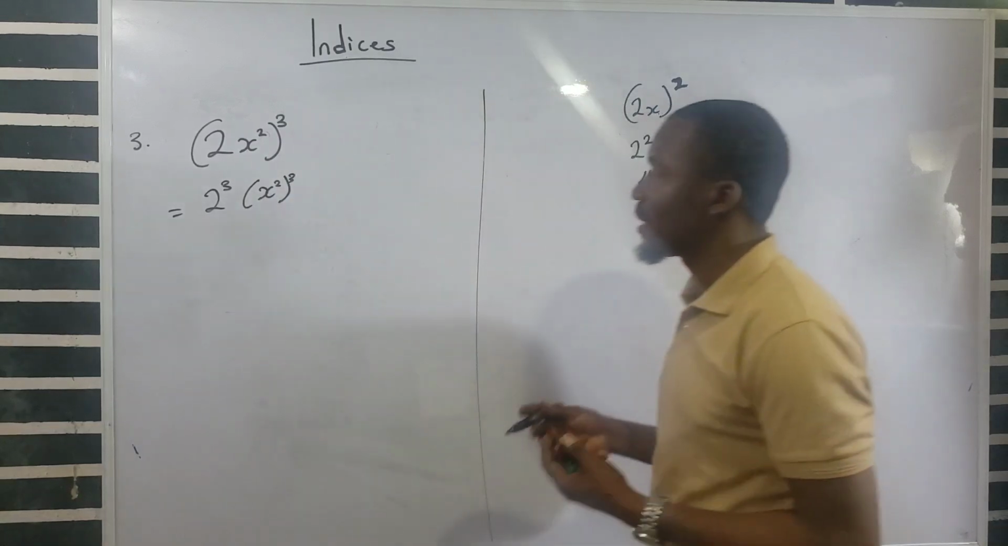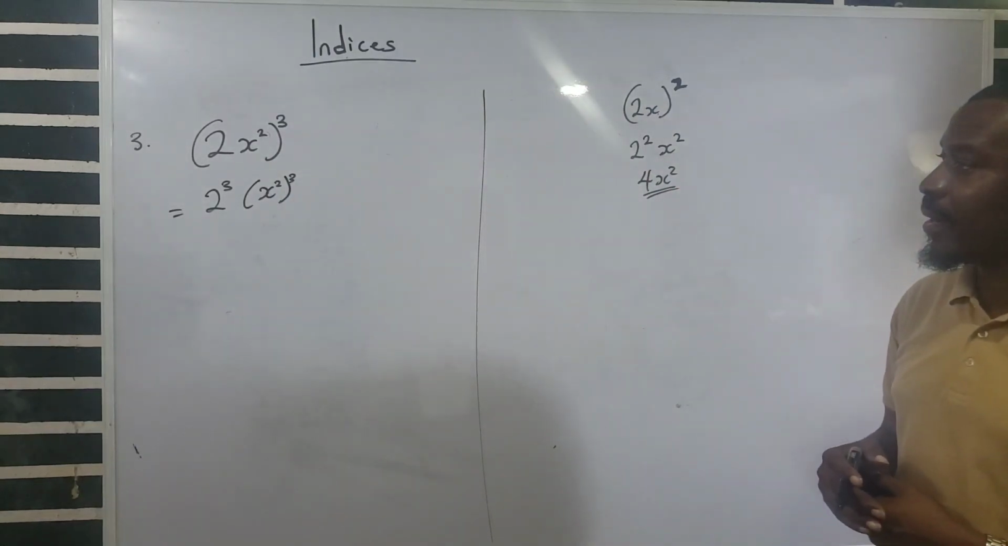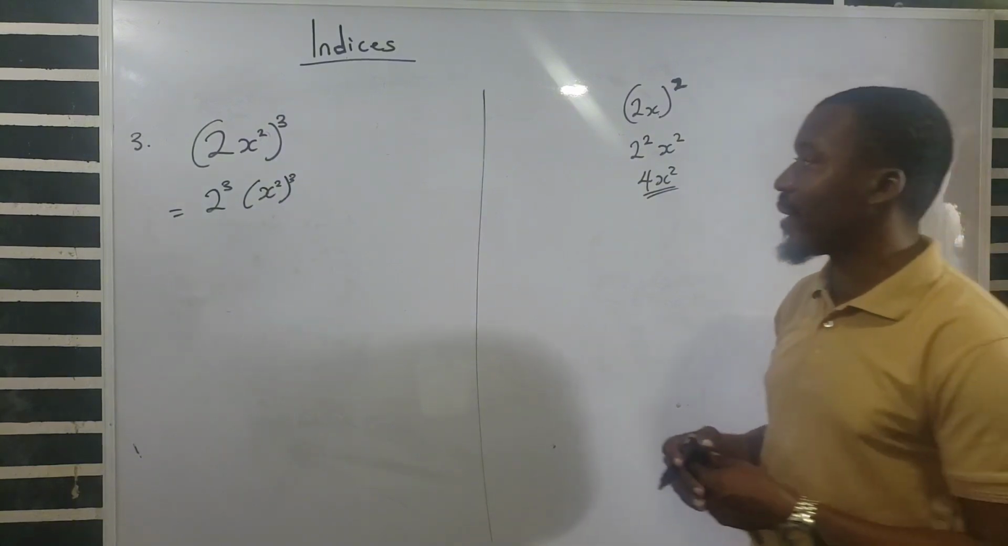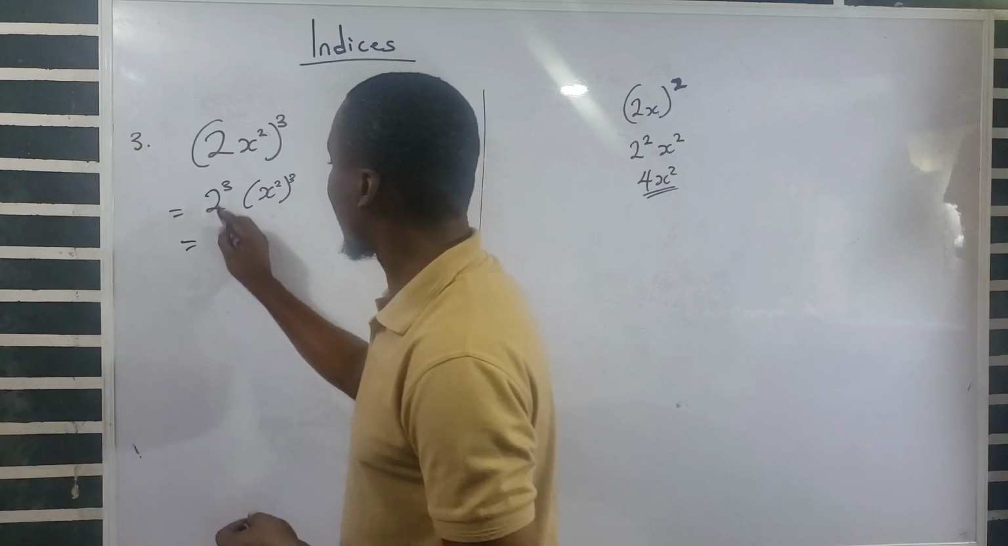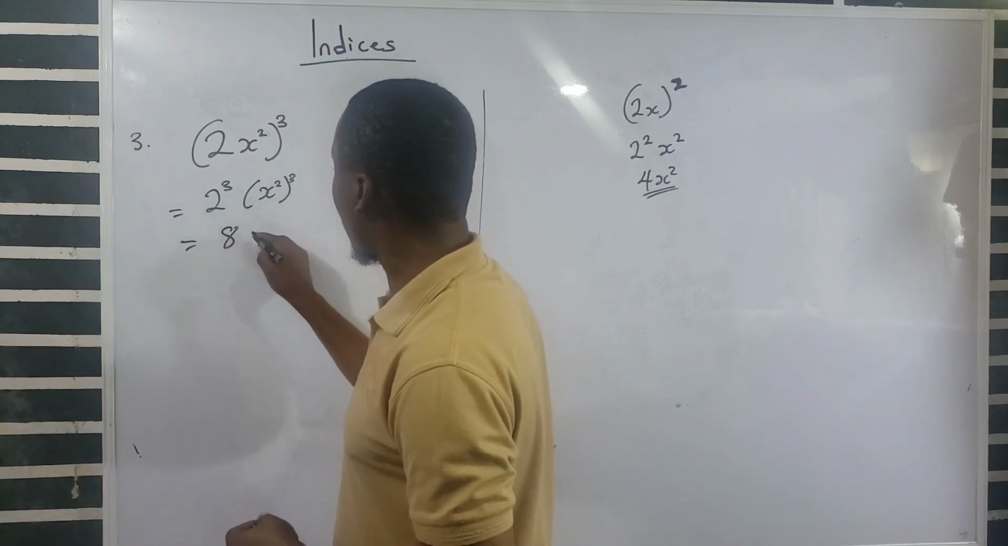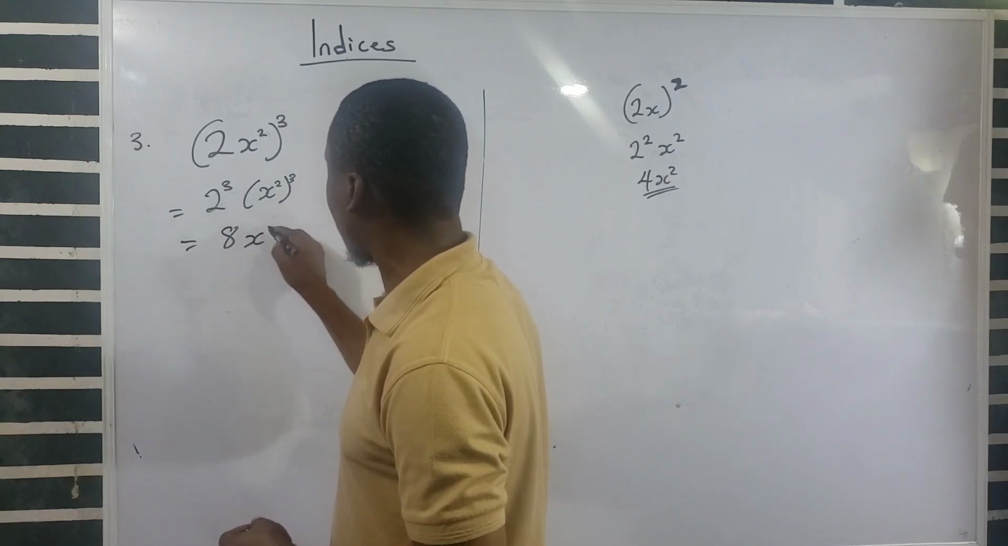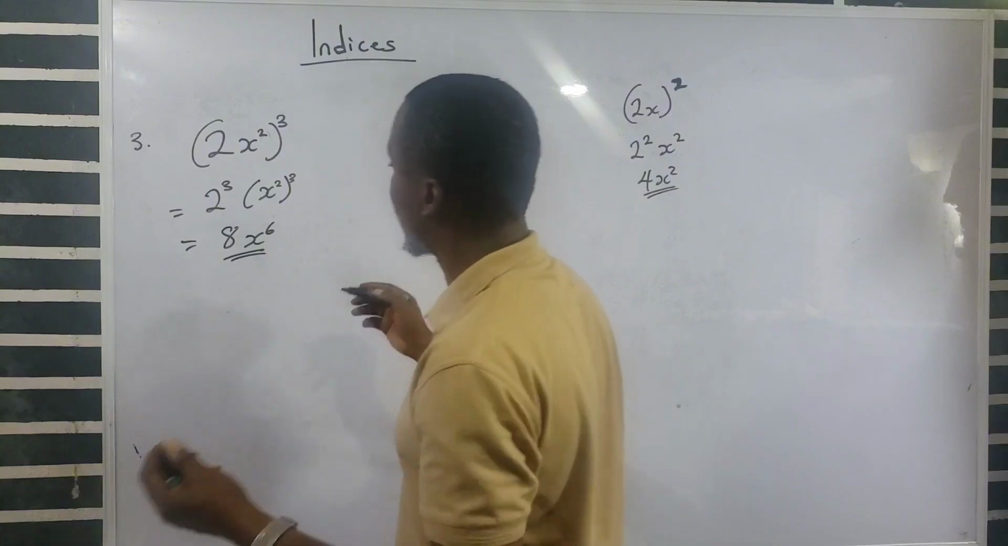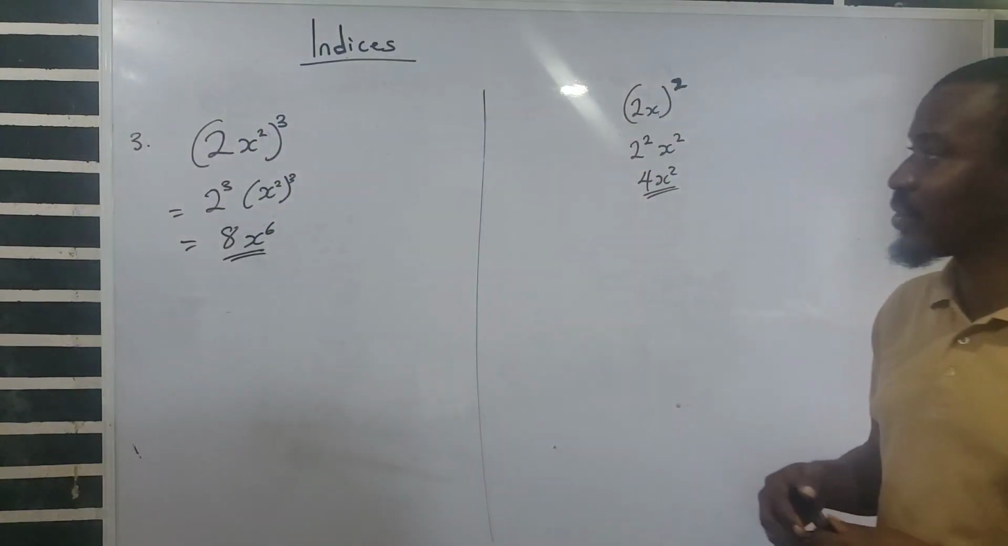So you can see that every number or expression inside that bracket has to partake of the power. So that will give us 8 here. This one will give us x raised to power 2 times 3, which is 6. So that's just that. Very simple question to solve.